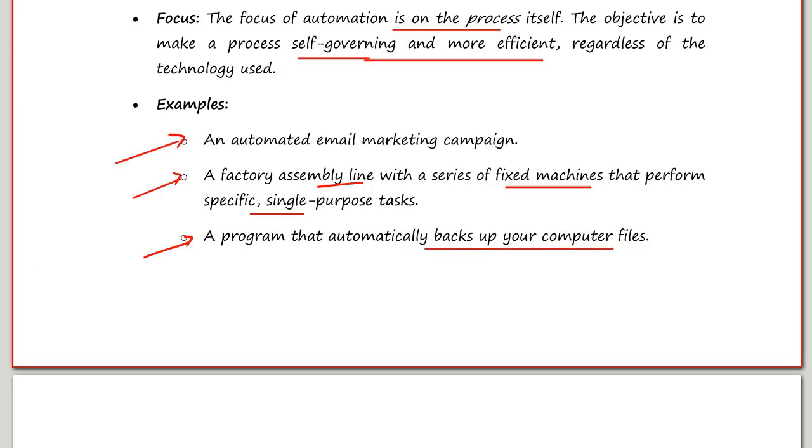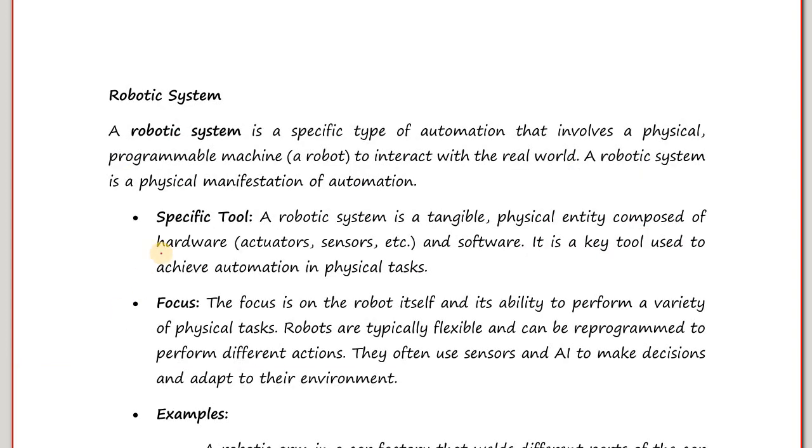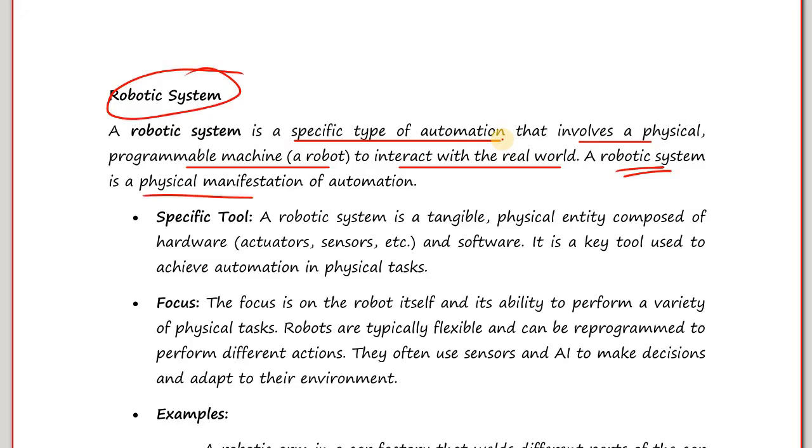See, this is an example of software automation. Now, let us talk about robotic system. So, you see, a robotic system is a particular, or you can say specific type of automation which involves a physical programmable machine, which is a robot, to interact with the real world. So, you see, a robotic system is a physical manifestation of automation. This is important, physical manifestation.